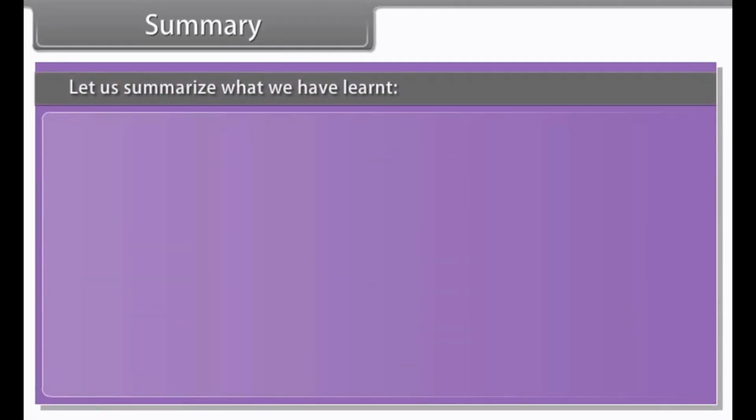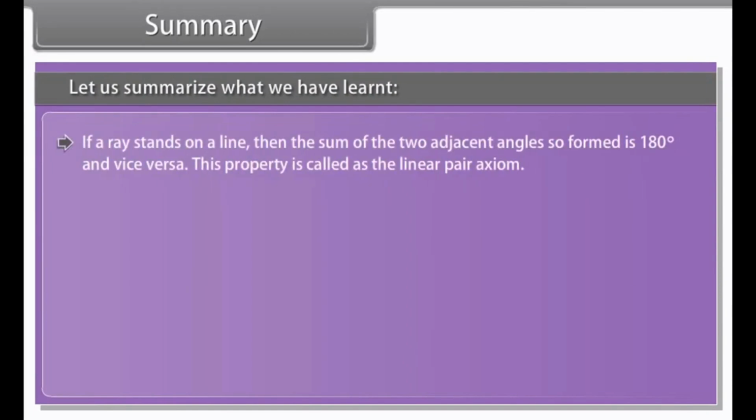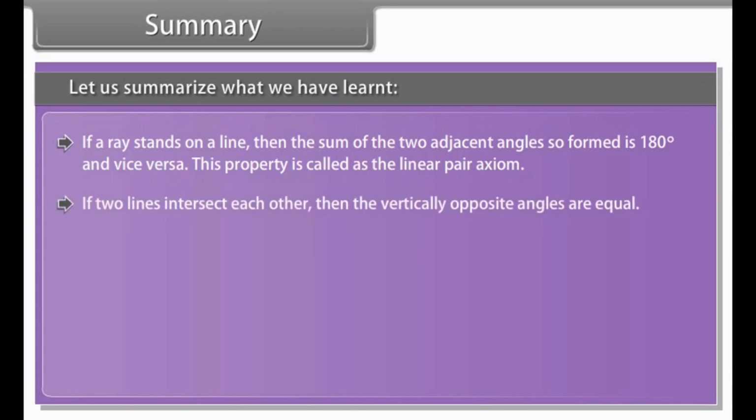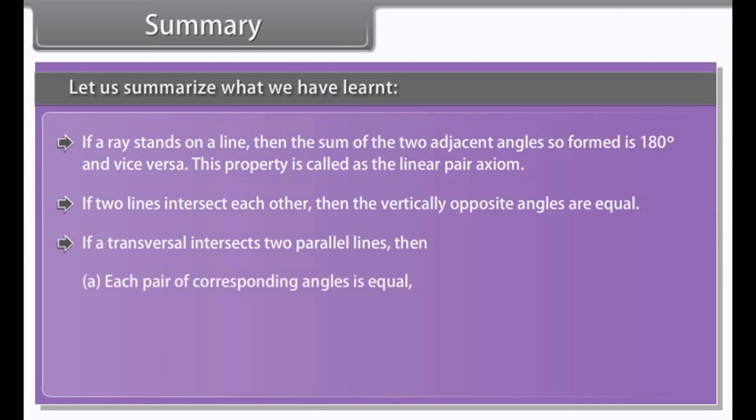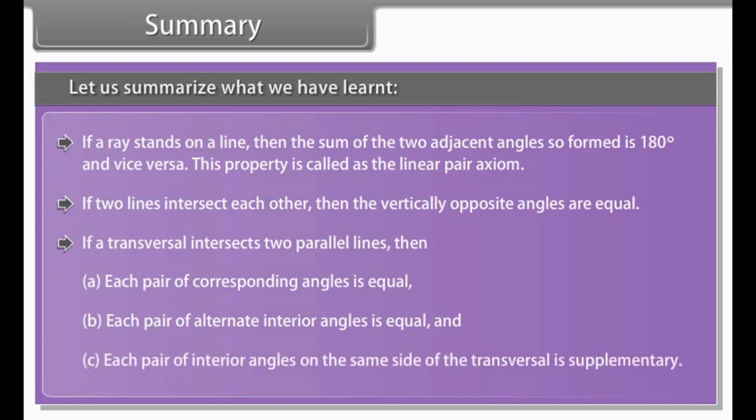Summary. Let us summarize what we have learned. If a ray stands on a line, then the sum of the two adjacent angles so formed is 180 degree and vice versa. This property is called as the linear pair axiom. If two lines intersect each other, then the vertically opposite angles are equal. If a transversal intersects two parallel lines, then each pair of corresponding angles is equal, each pair of alternate interior angles is equal, and each pair of interior angles on the same side of the transversal is supplementary.